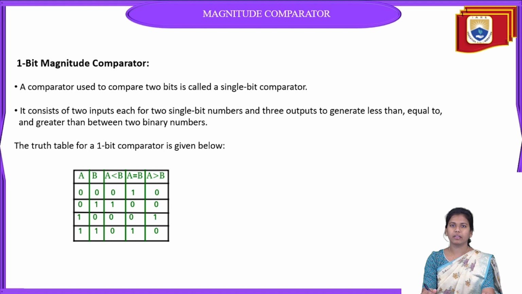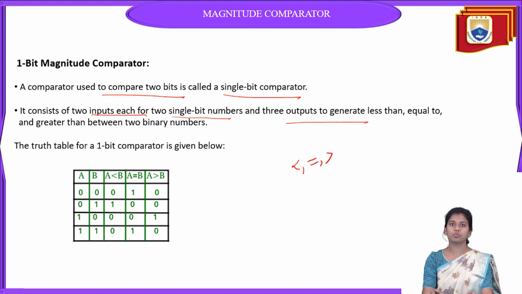In the comparator, we have different types: 1-bit comparator, 2-bit comparator, 4-bit comparator, and 8-bit comparator. Coming to the 1-bit magnitude comparator, a comparator used to compare 2 bits is called a single-bit comparator. It consists of 2 inputs, each a single-bit number, and 3 outputs: less than, equals to, and greater than, between the 2 binary input numbers.